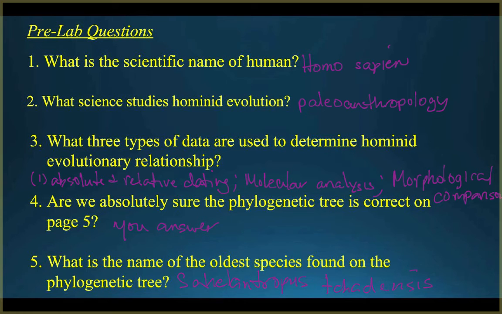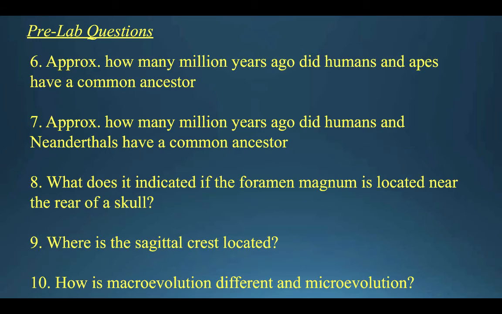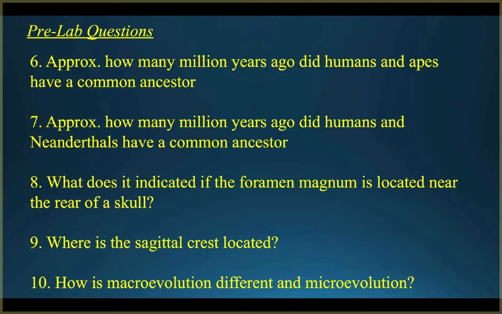And so from here, you're going to look at the pre-lab questions, and you're going to look at that phylogenetic tree, and you're going to answer the following. Approximately how many millions of years ago did humans and apes have a common ancestor? Approximately how many millions of years ago did humans and Neanderthals have a common ancestor? I can tell you out of 6 and 7, one is a lot less than the other. What does it indicate if the foramen magnum is located near the rear of the skull?